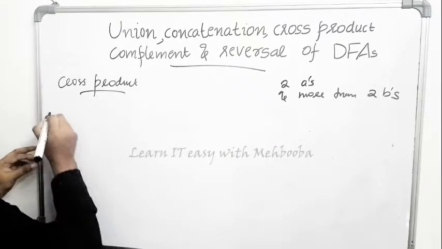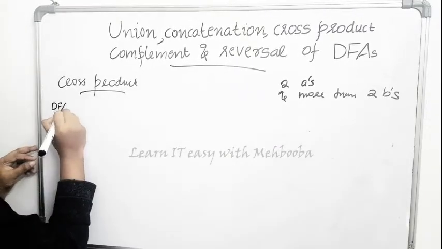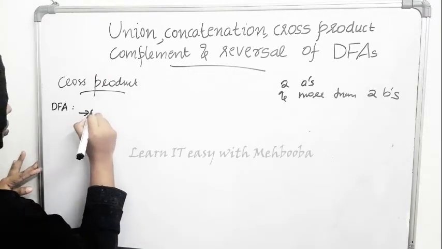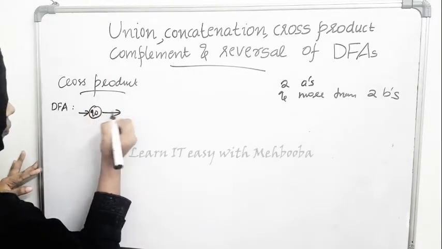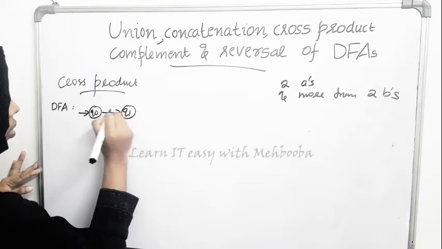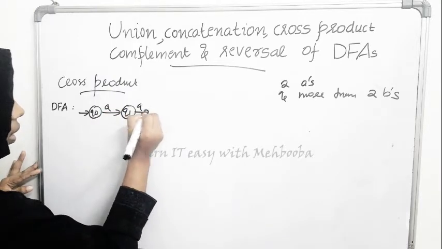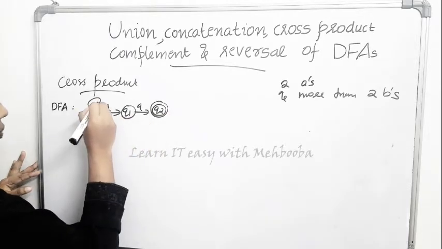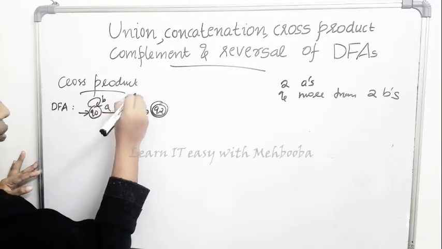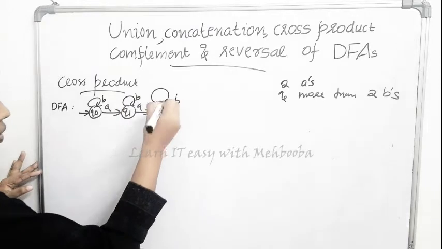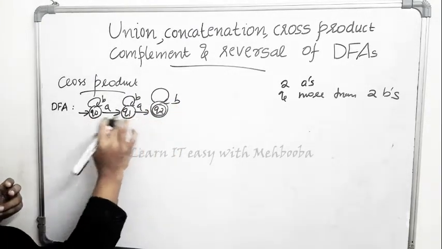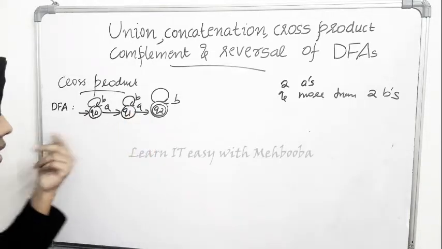We will design DFA 1 for exactly two A's. So Q0, Q1, A, Q2. So this contains exactly two A's. Now we don't have any restrictions on the number of B's, so we can have any number of B's here. So that is the DFA where exactly two A's are accepted. Any number of B's can come.